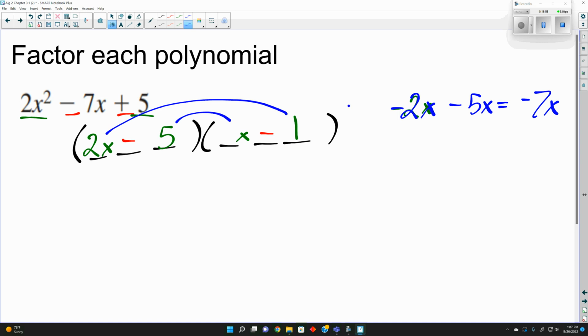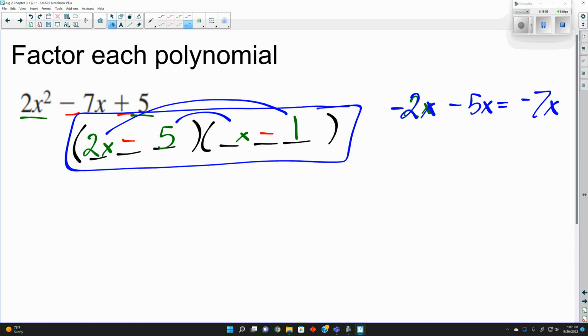Is that what we want? So those are the factors. Some of the times we can get it on the first try. Sometimes it takes a few more. Questions on this here? Questions on any of this so far?